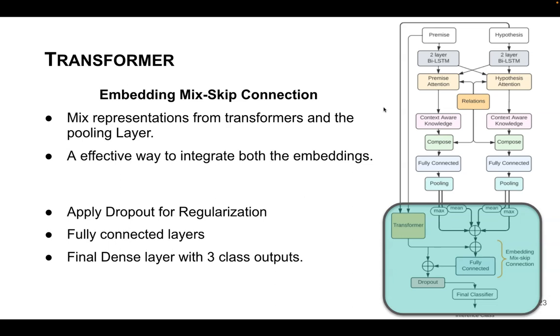This is just for example, if the knowledge is not relevant and we want to ignore that knowledge, we can use the skip connection to ignore it and directly use the transformer model to do the classification rather than going through the whole pipeline. So this is a very effective way of integrating both the embeddings, and it kind of acts as a regularizer to the complex architecture and really helps us.